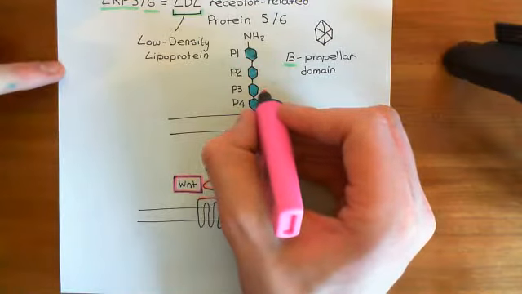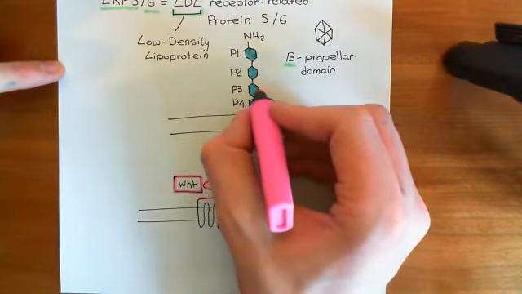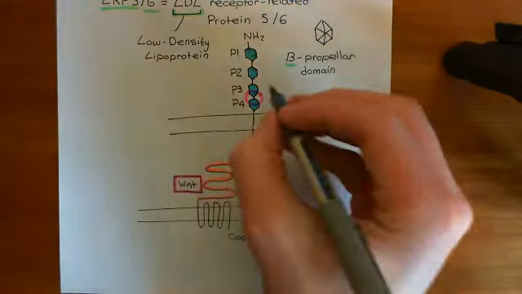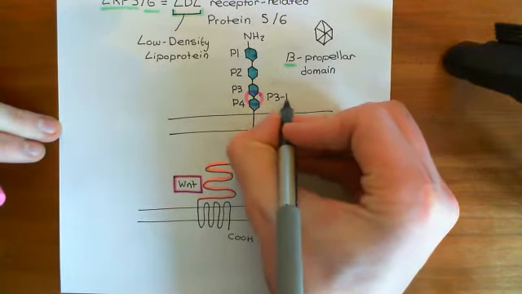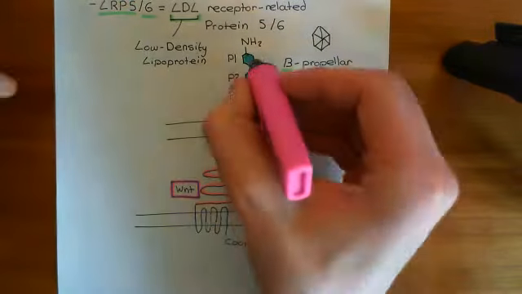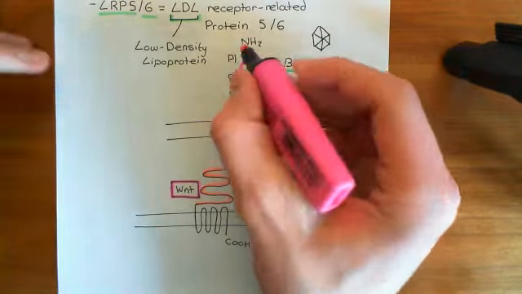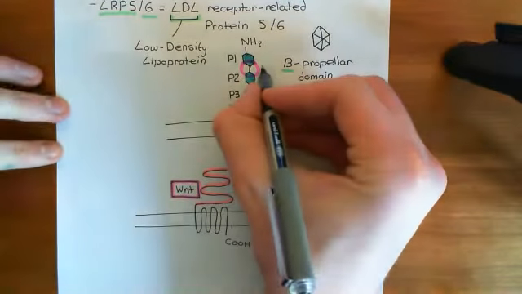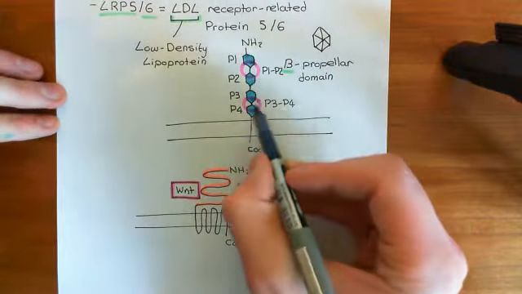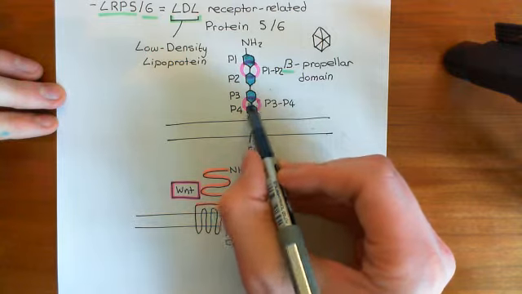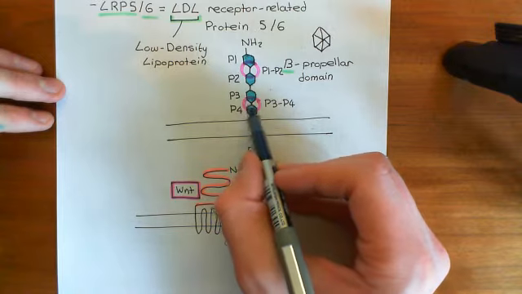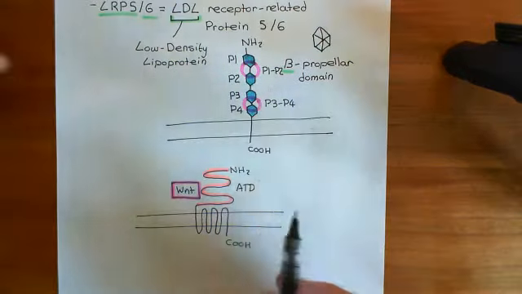The 2 Wnt binding sites are always between 2 beta propellers. One of the Wnt binding sites is between the P3 and P4 propellers, known as the P3-P4 binding site, which is between those 2 beta propellers. Then there is another Wnt binding site between P1 and P2. Some Wnt molecules will bind at the one between P1 and P2, and some will bind at the one between P3 and P4. Each of the Wnt molecules binds to a portion of one beta propeller and then the other portion of the other beta propeller.